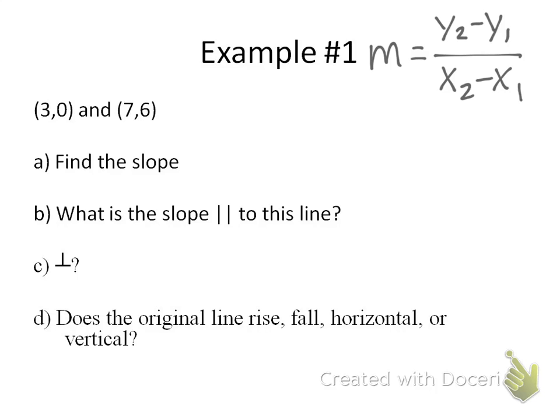Now, I'm going to label these points. This is the first x value they gave me, so I'm going to call it x1. This is the first y value they gave me. I'm going to call it y1. Second x they gave me, second y they gave me. Any questions on where I got this formula or why I labeled these points the way I did?